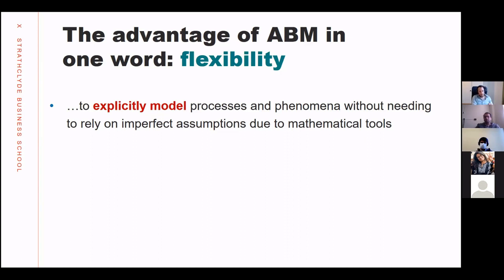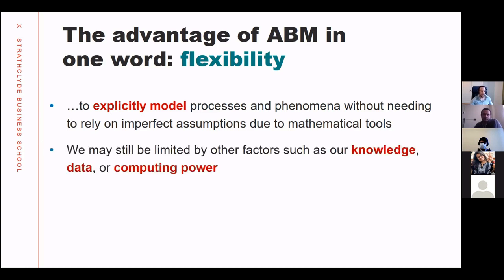With agent-based models, since these are rule-based, and we program these rules in a coding language, there's not really a limitation on the types of rules that we might have. So we're not limited by the mathematical tools that we have. We may still be limited by factors such as our knowledge of what the system looks like or how different agents behave, or by data availability or computing power potentially, but we're not limited by the tool's mathematical assumptions.